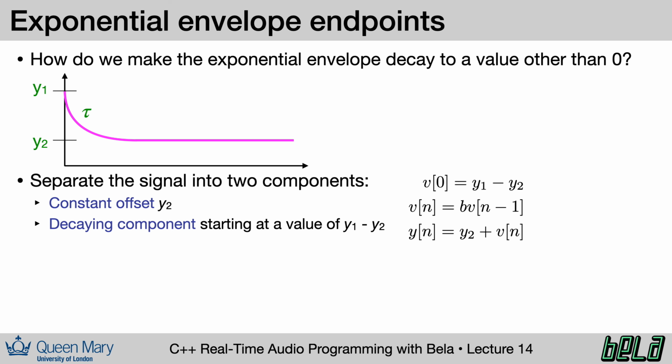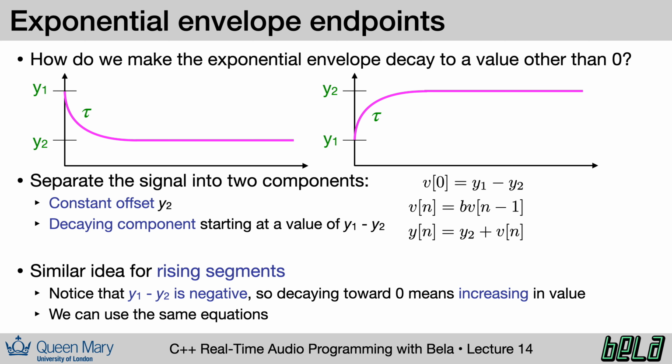In other words, how far does the envelope have to move to get from its starting value to its ending value? We can then recursively define v of n as we did in the previous slide. It's equal to b times v of n minus 1, exactly as before. Then, to calculate our final output, we add an offset y2 to v of n. So we have y of n is equal to y2 plus v of n. What this results in is an envelope that starts at a value of y1 at n equal to 0, and then gradually approaches the value y2 as n goes toward infinity.